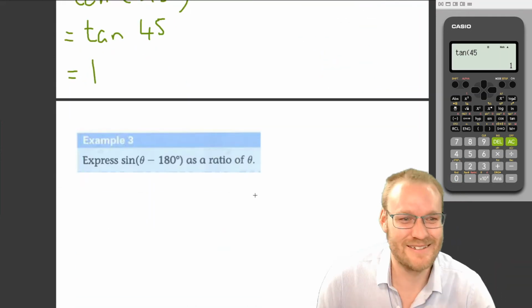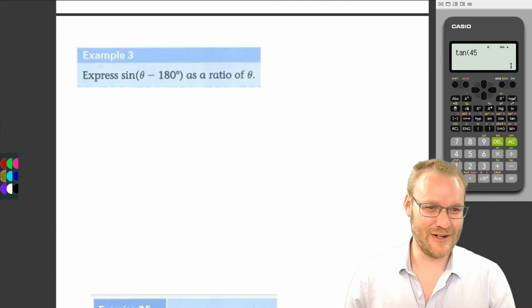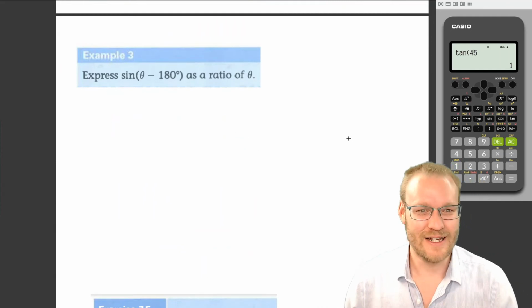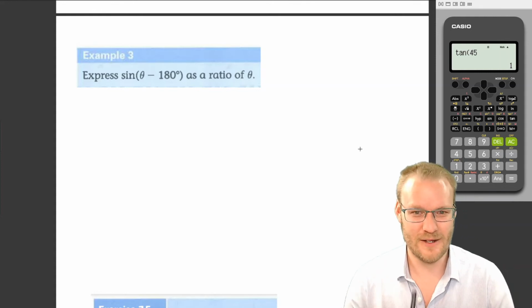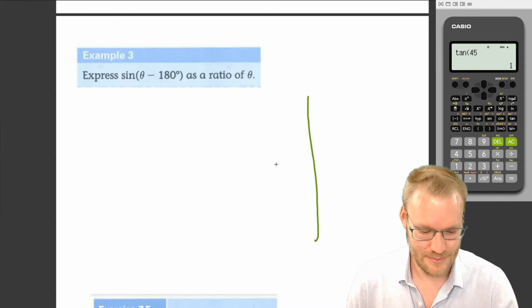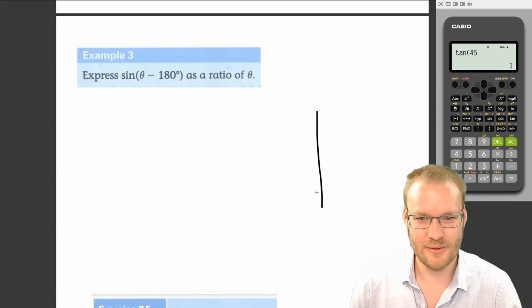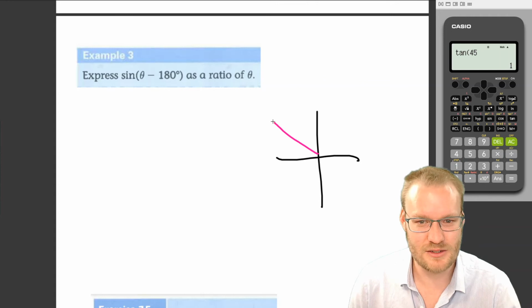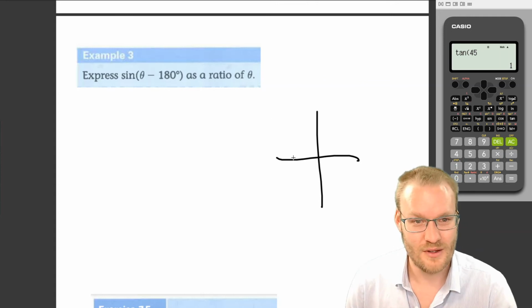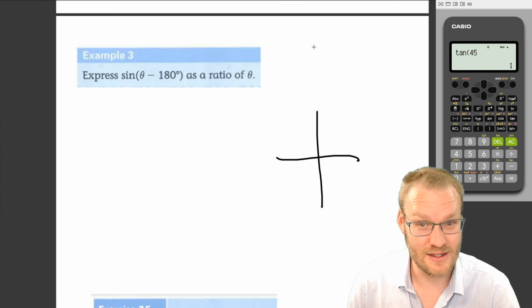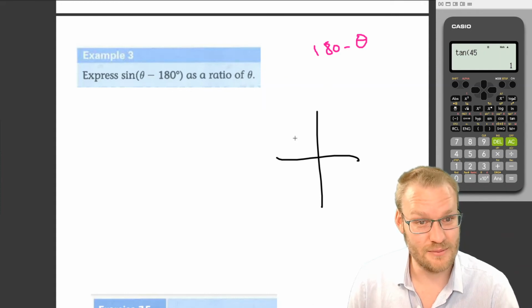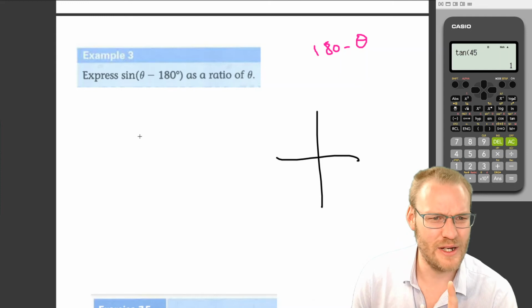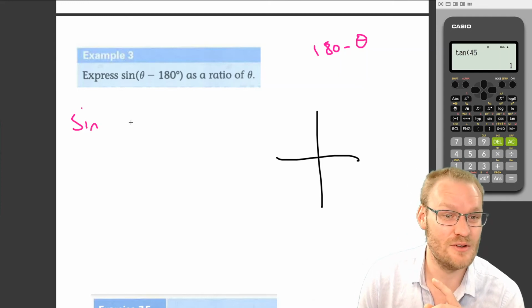Last example. Example 3. Express sine of theta minus 180 as a ratio of theta. Now be careful. You might be tempted to say, oh, well, we've done that. Theta minus 180, well, that's just theta minus, pause. It's not 180 minus theta. So we're not just going 180 minus theta. It's theta minus 180. Let's use our same trick.